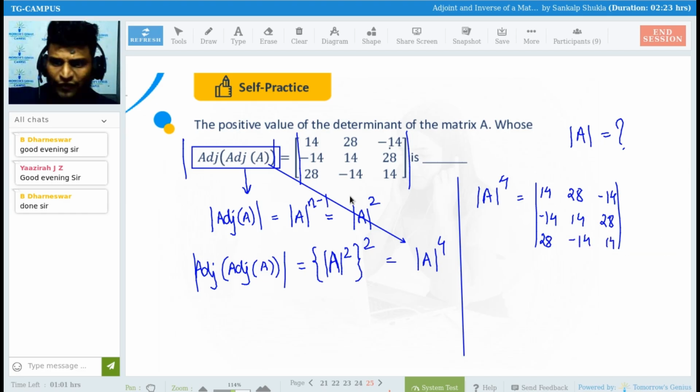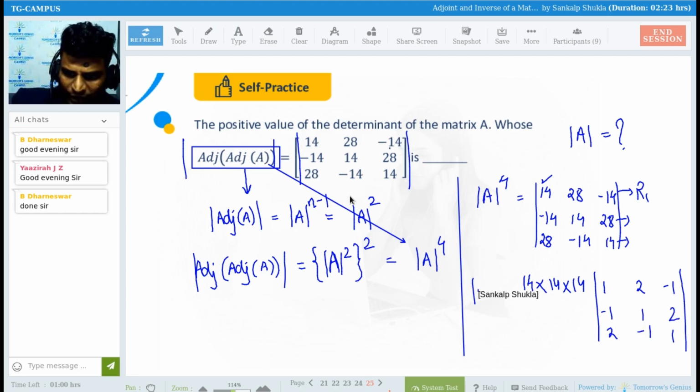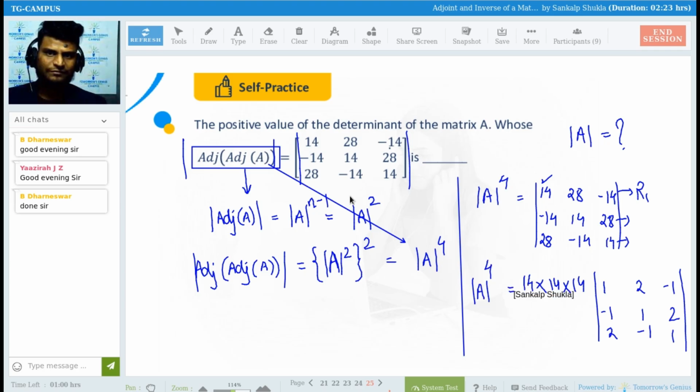Okay, now I can easily see that 14 can be taken out as common from the entire row. Each and every element in R1 has 14 as common. So I can take 14 as common from R1, similarly from R2 and from R3. So 14 three times will be taken out as common. So what will be left inside the determinant? It will be 1, 2, minus 1; minus 1, 1, 2; 2, minus 1, 1. Right? Mod A raised to the power 4 is equal to this.